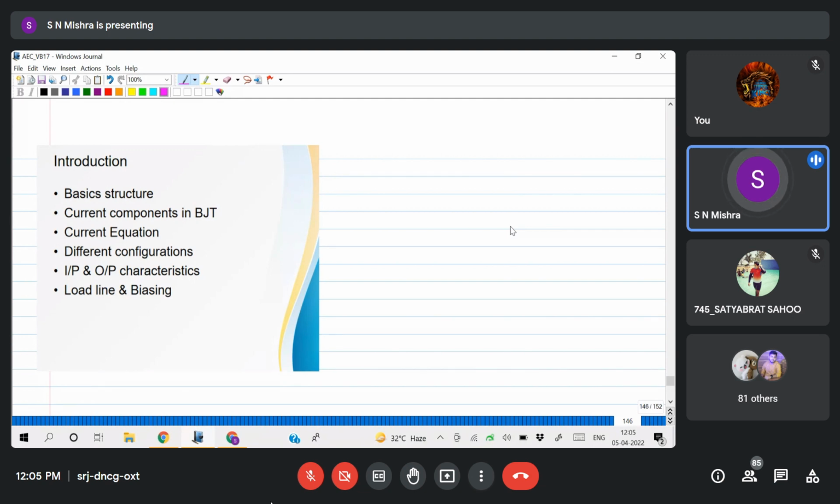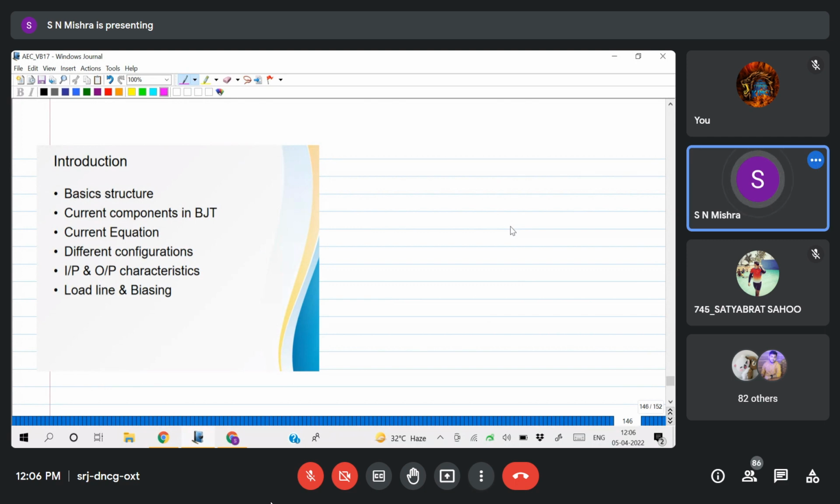So we'll start transistor. In this transistor module, we'll discuss the basic structure of a transistor and what different types of current are flowing in a transistor, the current equation, different configurations, input output characteristics, load line, biasing. All these things we'll discuss in transistor.